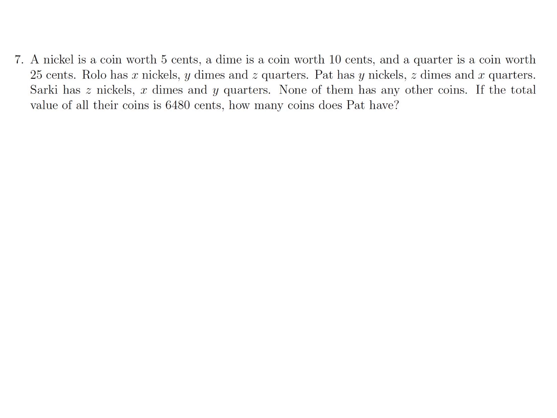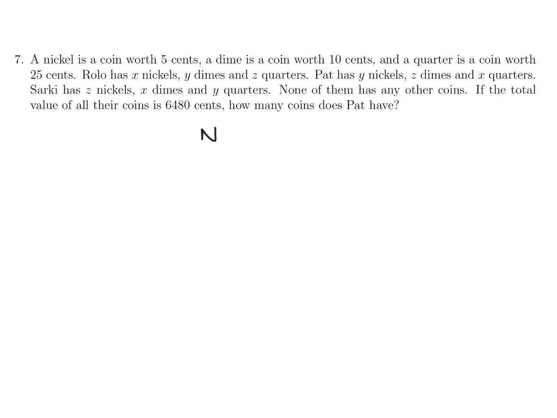A nickel is a coin worth 5 cents, a dime is a coin worth 10 cents, and a quarter is a coin worth 25 cents. Rolo has X nickels, Y dimes, Z quarters. Pat has Y nickels, Z dimes, X quarters. Sarky has Z nickels, X dimes, and Y quarters. None of them have any of the other coins. If the total value of the coins is 6,480 cents, how many coins does Pat have?